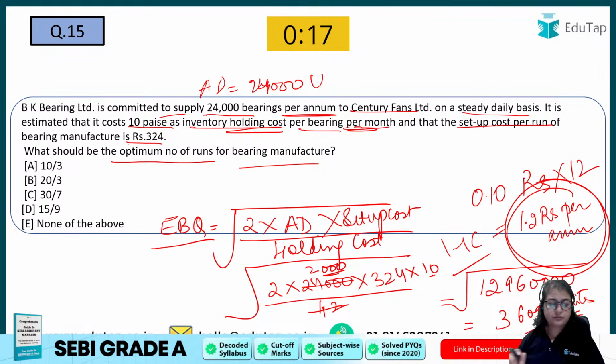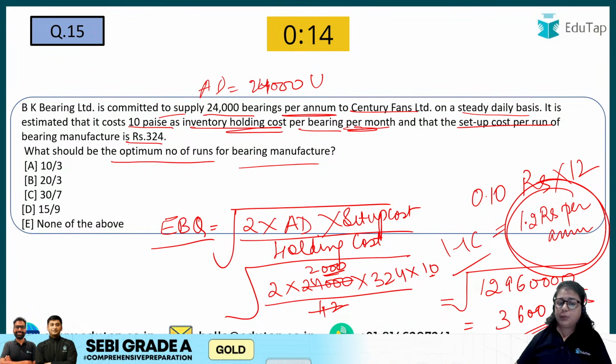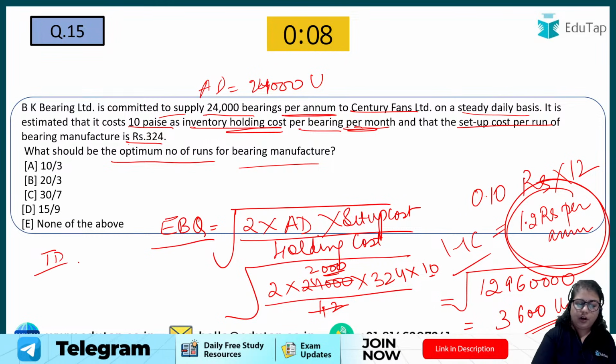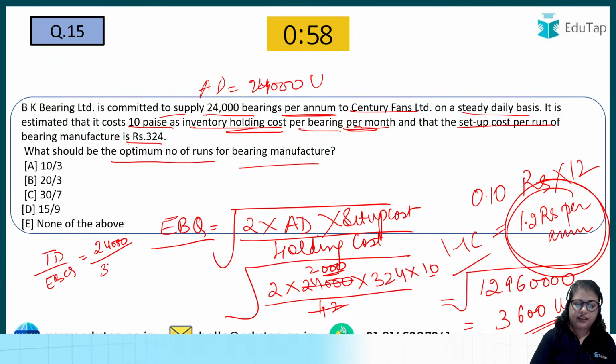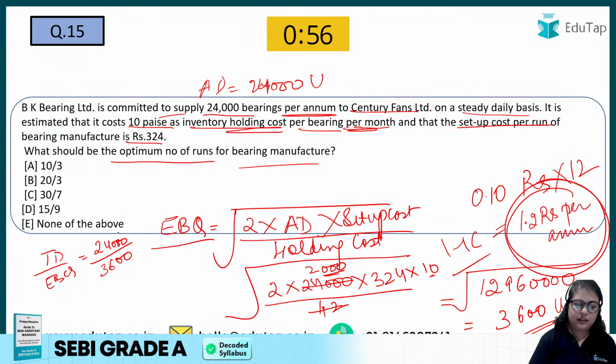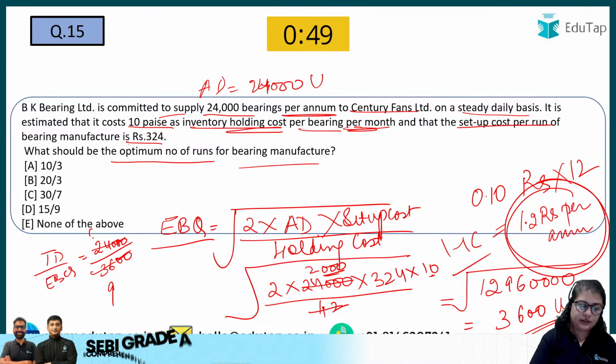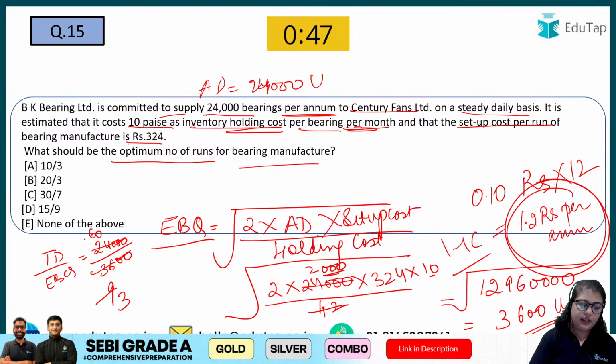Now when I have to find out the optimum number of runs, how will you find it out? The total demand upon the economic batch quantity. So that will be 24,000, the total number of units that I have to produce, upon the economic batch quantity, that is 3600. Just calculate this, you will get the answer. I'll divide it by 4, so this is 9 and this is 60, and then 3 and 20.